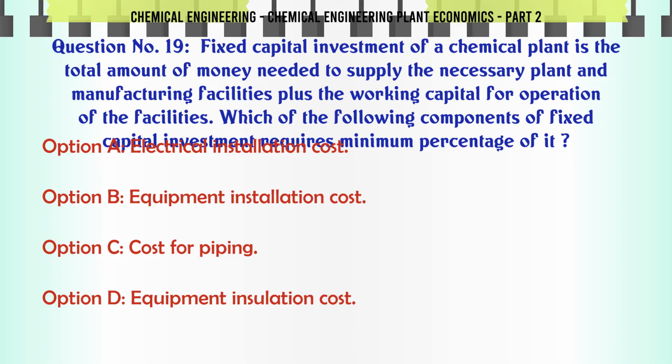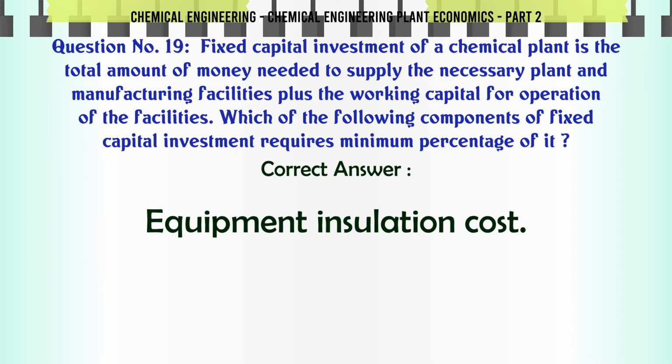Which of the following components of fixed capital investment requires minimum percentage of it? A. Electrical installation cost, B. Equipment installation cost, C. Cost for piping, D. Equipment insulation cost. The correct answer is equipment insulation cost.